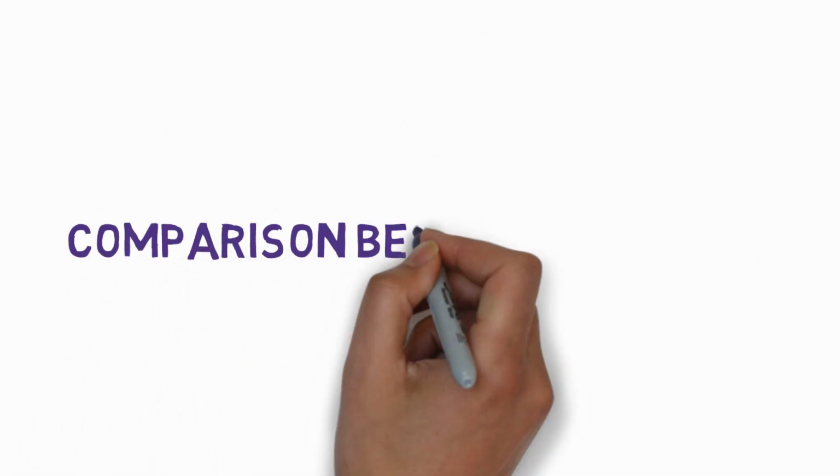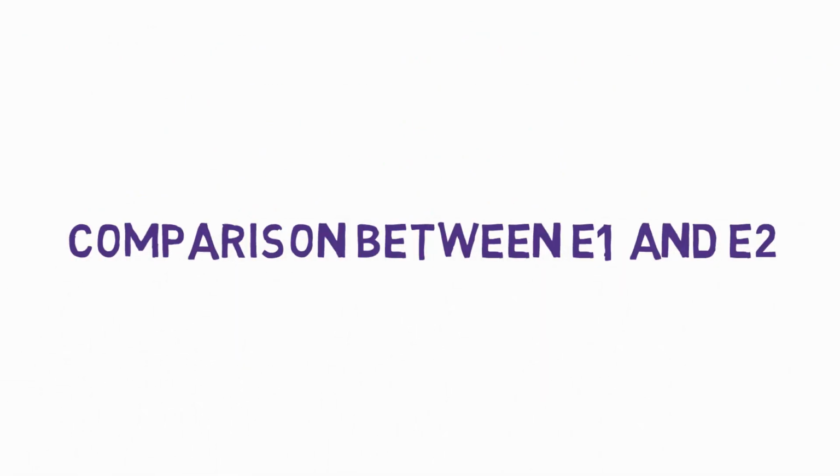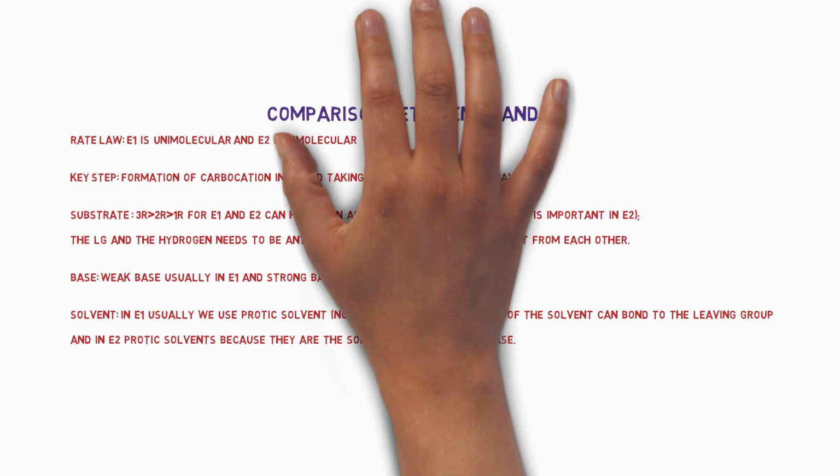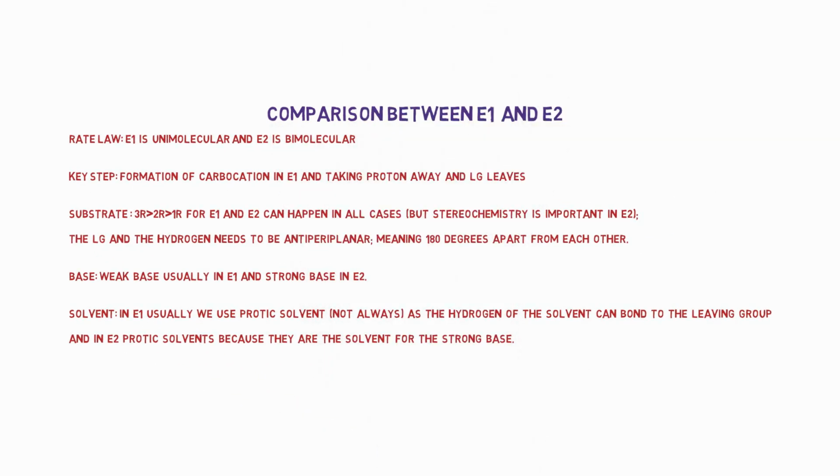Now let's look at some comparisons. As we said earlier, the first step, formation of the carbocation, is the key step in E1. It is considered unimolecular. And in E2, deprotonation, or taking a proton away from the haloalkane or from the substrate by the base, and the bond breaking by the leaving group determine the reaction rate. So it is considered bimolecular.